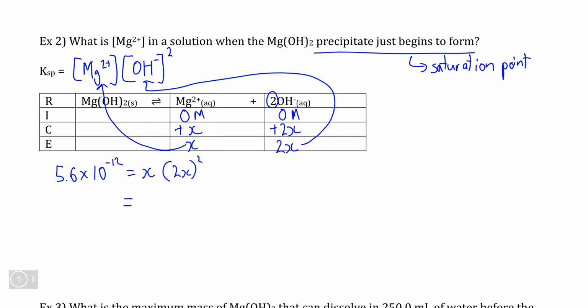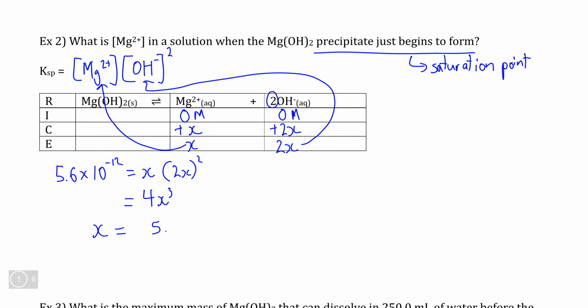And if we expand all of this out here, 2 squared is not 2, 2 squared is 4, and x squared is x squared. So 4x squared times x would be 4x cubed, which means that in order to solve for x, we need to divide both sides by 4 and then take the cube root of whatever we get.